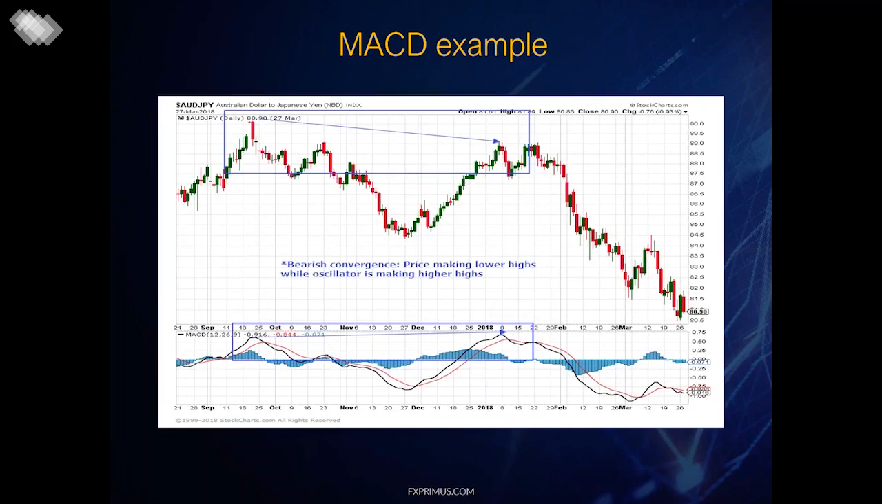And here, pretty much the same on the bearish divergence. We will see the price making lower highs while the oscillator is making higher highs. On the MACD, we will not see the histogram making much of a higher highs. So on this scenario, we see only the moving averages actually creating some sort of convergence.